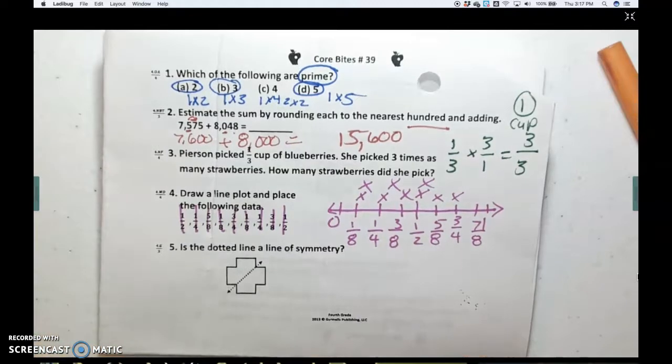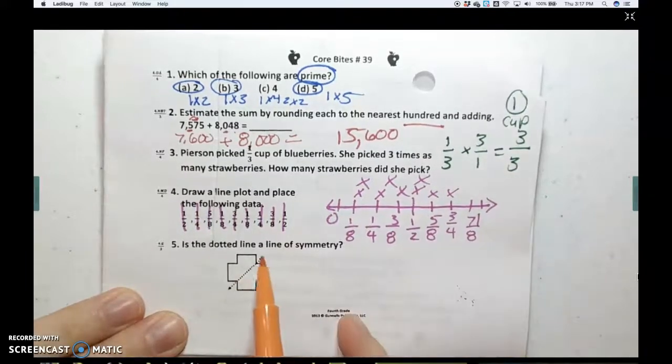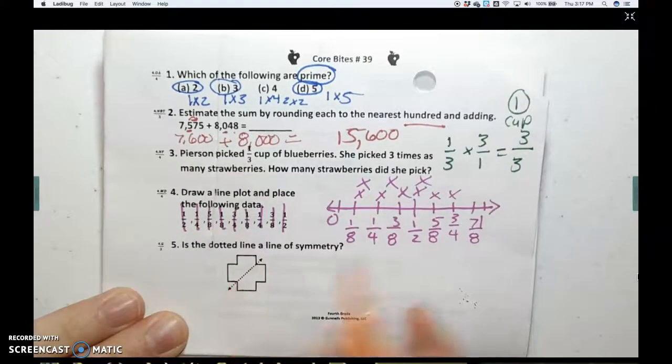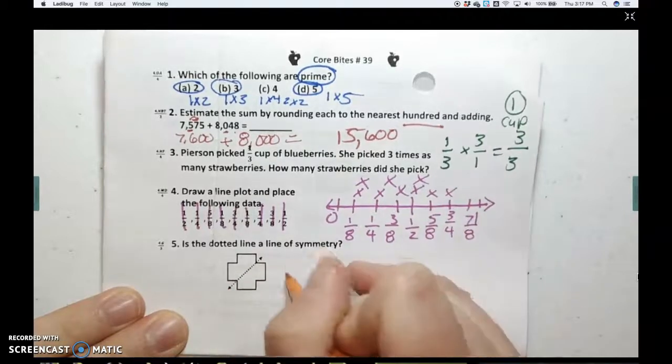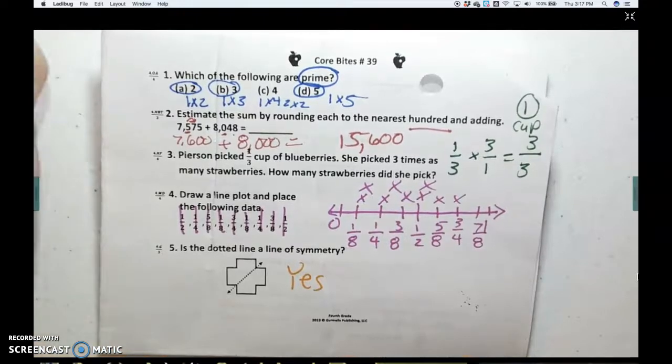Your last question says, is the dotted line a line of symmetry? So if we folded this, it looks kind of like a butterfly outline if you think about it that way. So if you folded that over, yes, it would be a perfect match. So yes, it is a line of symmetry.